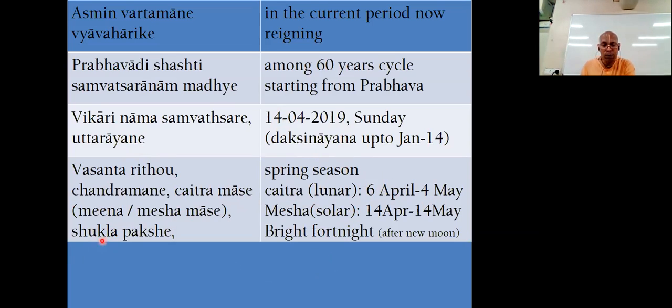The first 15 days are called Shukla Paksha, the next 15 days are called Krishna Paksha. In that way, the Mesha month starts on 14th April and stays till 14th May, etc. It is the bright fortnight after new moon day.